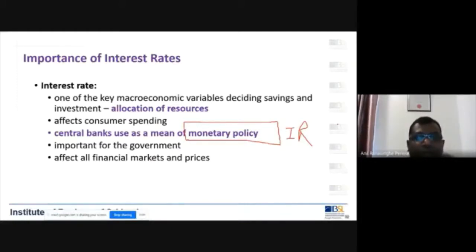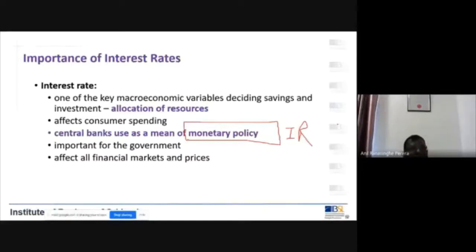Finally, interest rates are affecting financial markets and prices as a whole. So any market segment is affected by the interest rate. Now, if you look at the stock market, it is affected by interest rate. When interest rates are going up, the stock markets might be affected. When interest rates are going up, the bond markets could be affected. When interest rates are changing, even the foreign exchange market could be affected.